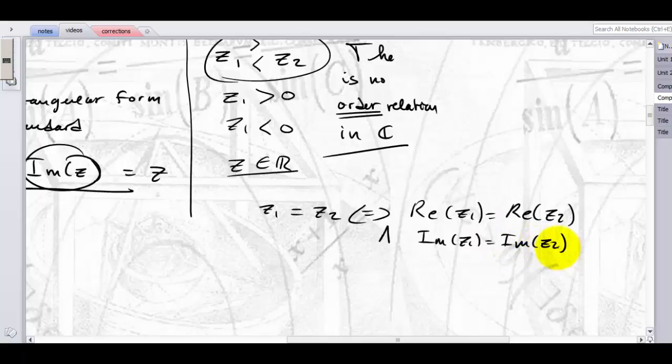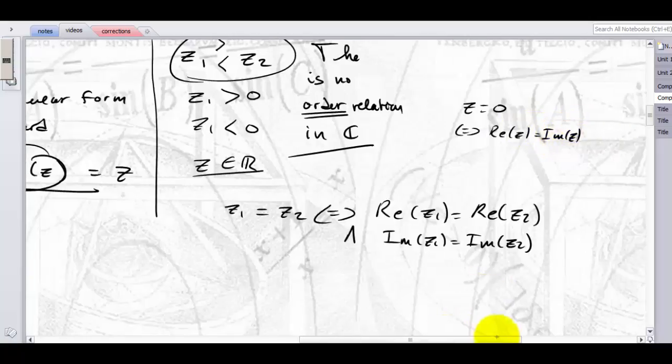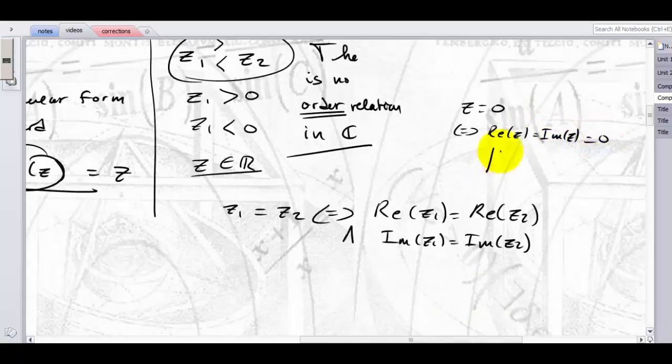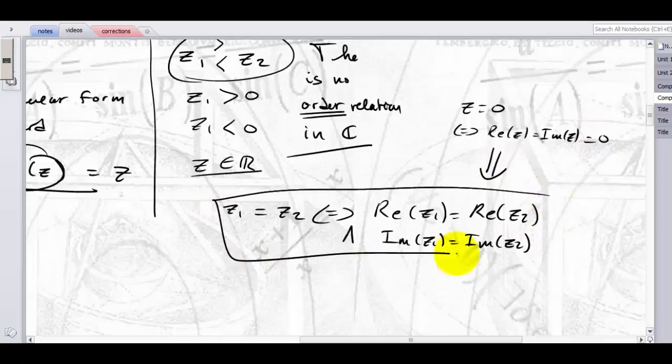Okay, and this comes from the definition: Z equals 0 if and only if the real part of Z equals the imaginary part of Z equals 0. Okay, this implies this. All right, you can prove it if you want. It's very simple. I'm not going to do that.